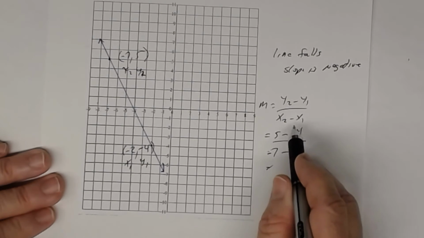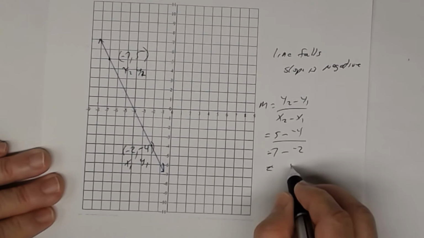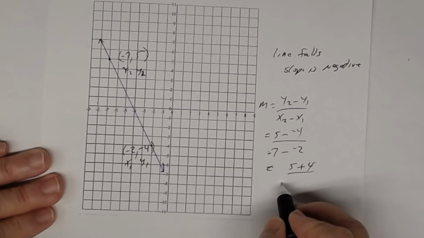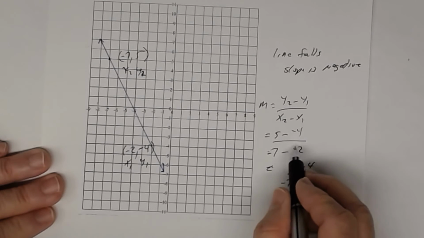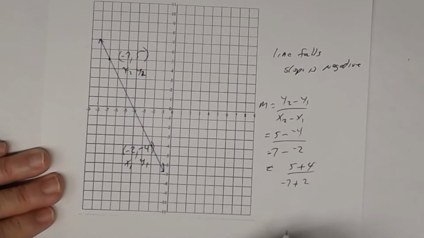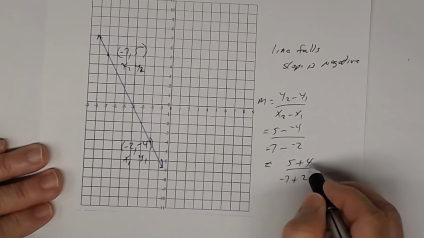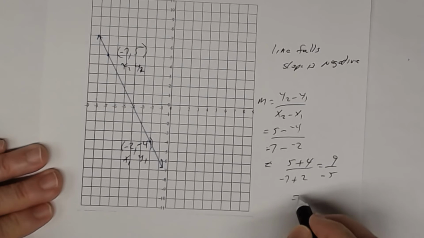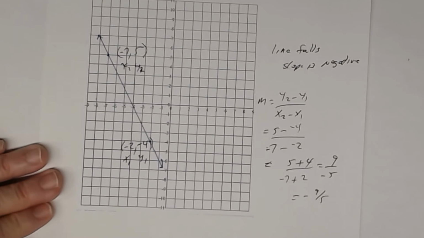5 plus a positive 4. So it becomes 5 plus 4. Over here, negative 7 subtract negative 2 means negative 7 plus the opposite, so negative 7 plus a positive 2. 5 plus 4 is 9. Negative 7 plus 2 is a negative 5. So we get negative 9/5. All right, so that's the slope.